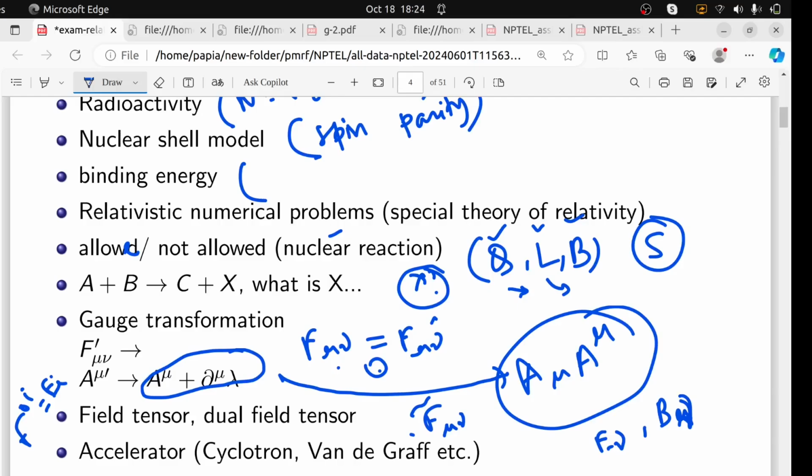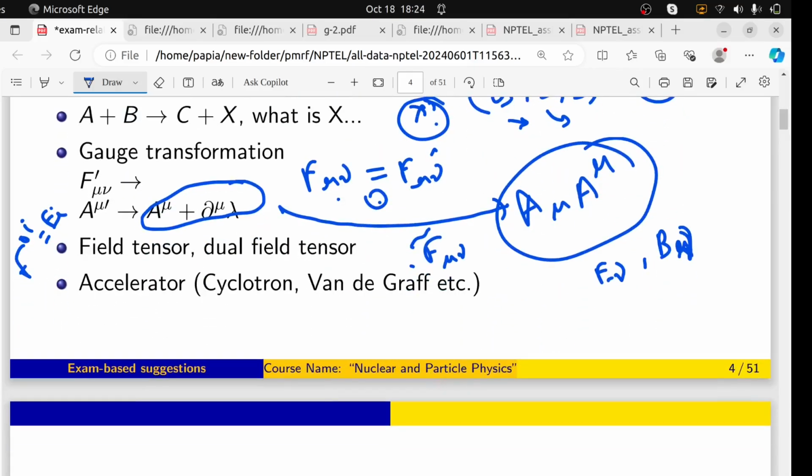Then the last topic, I thought it will be very interesting: accelerators. Accelerator means cyclotron, Van de Graaff generator, and what else, cyclotron, synchrotron. All these things are very important for our mathematical calculation, as well as for the topic-wise essay type questions. So for cyclotron or Van de Graaff generator, basically for the cyclotron, they are asking omega, they are asking f, they are asking B, that type of things, right?